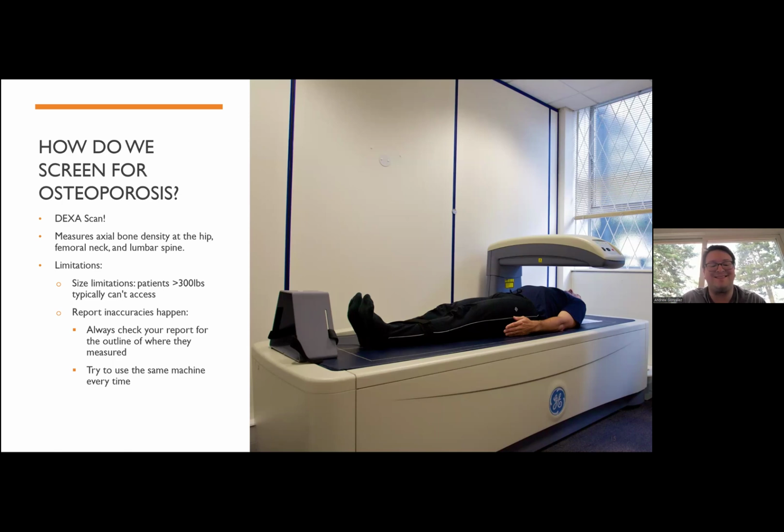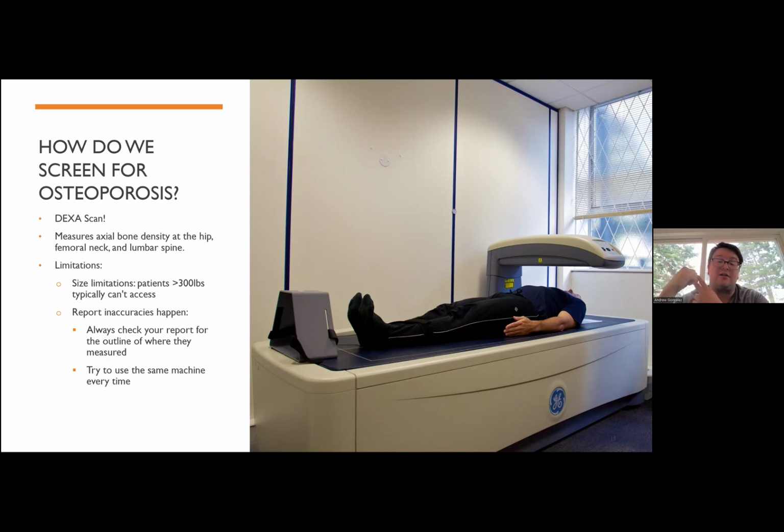The limitations of the DEXA scan, though, are that patients above 300 pounds can have difficulty getting access to the DEXA scanner. As you can see, it has that arm that goes over. Report inaccuracies can happen, so always check your report to see where they measured. Don't just go off of, oh, the T-score was XYZ. See where that measure was coming from.